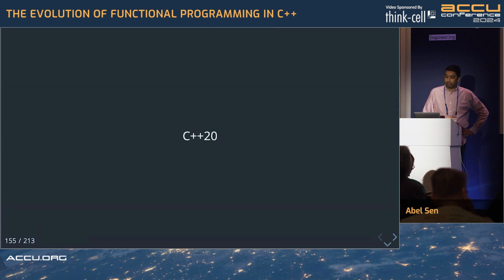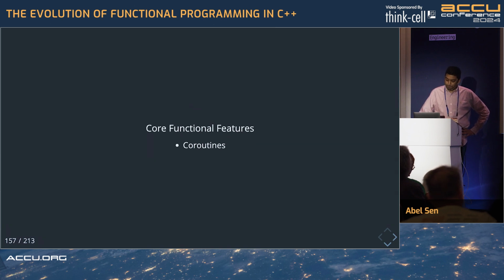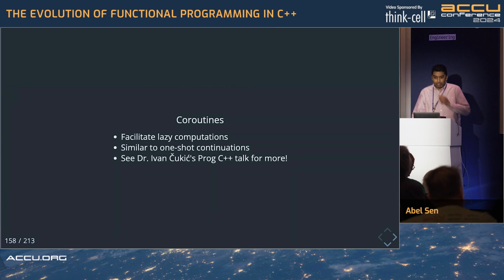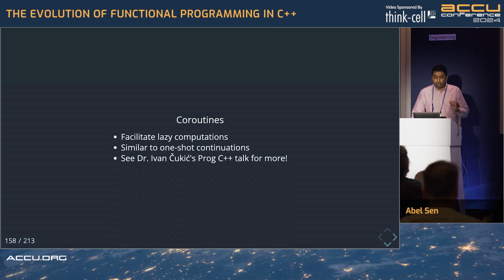Now for C++20. We all know that this is a really big release, so in particular I'll focus on coroutines, concepts, and ranges. Starting with coroutines, I actually won't bore you too much with this one. It's a very powerful feature, but basically they facilitate lazy computations that you normally get in a language like Haskell, very similar to one-shot continuations in OCaml.